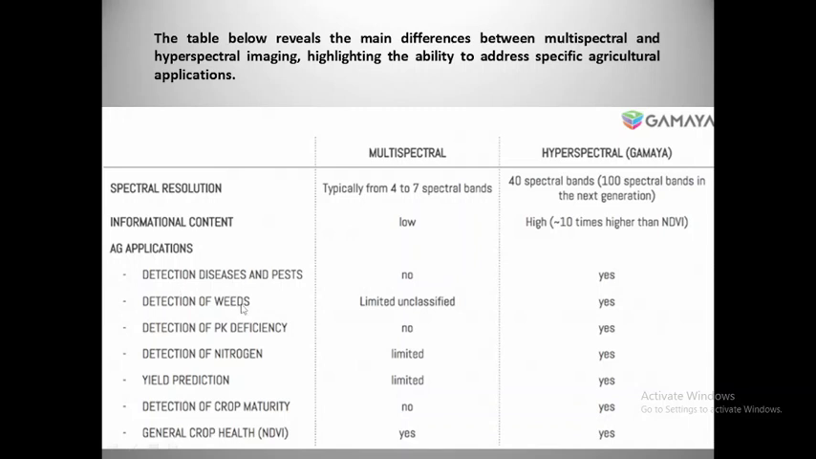You can see that in the hyperspectral images, if we talk about the nitrogen, then it was detected. If we talk about the weeds, then they were detected in hyperspectral images. If we talk about the crop maturity, that is detected in the hyperspectral images. This helps us distinguish similar differences between various features, such as distinguishing between different rock types, etc.